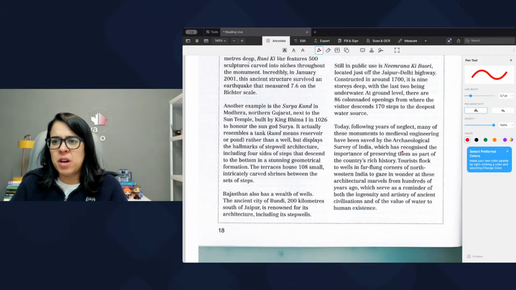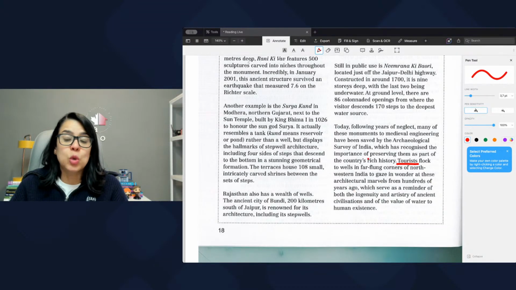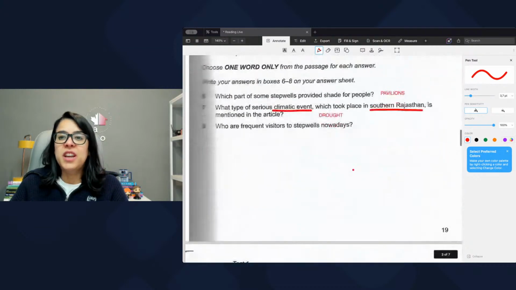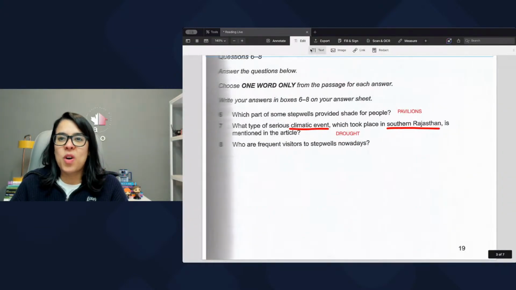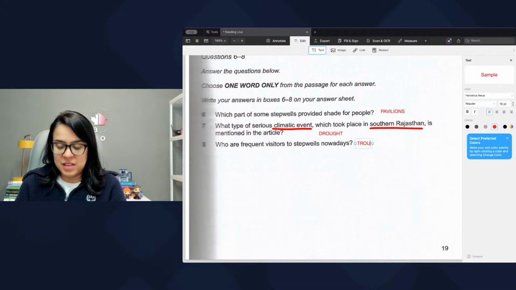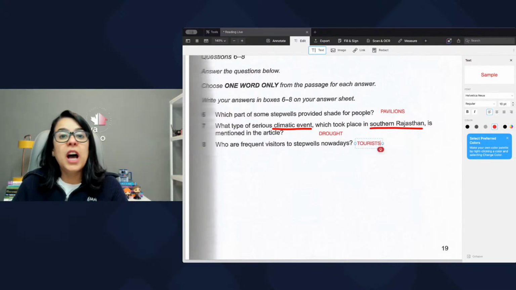Today, these monuments. Aha! Tourists flock to wells in far-flung corners of northwestern India to gaze in wonder at these architectural marvels from hundreds of years ago. So tourists, they often go to this place, of course. This is the type of attraction that tourists love.